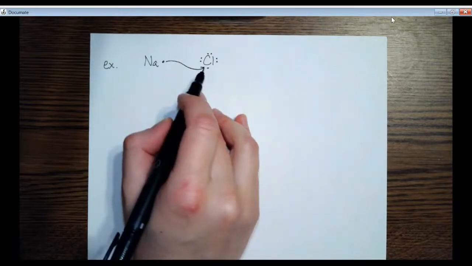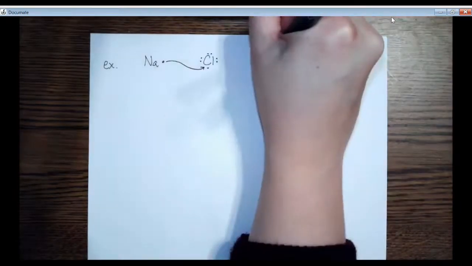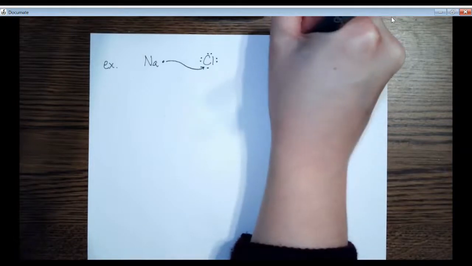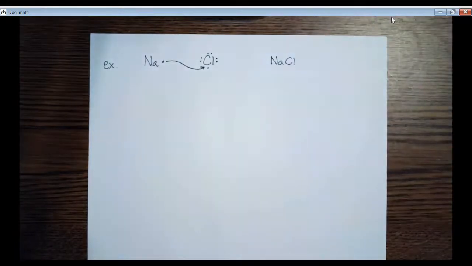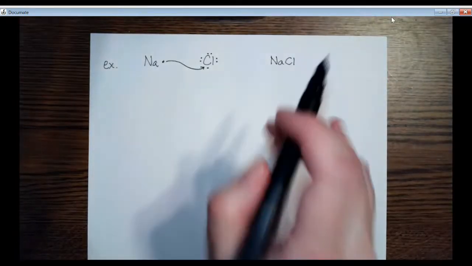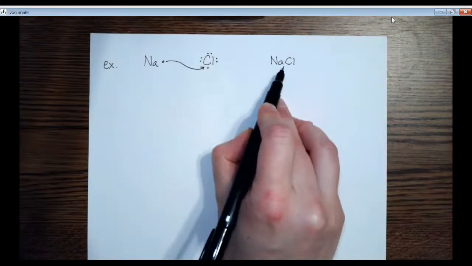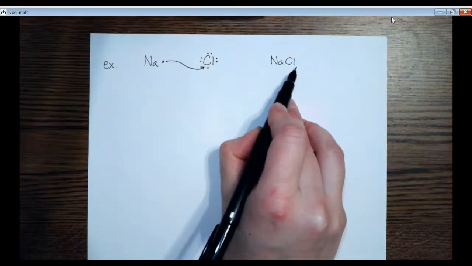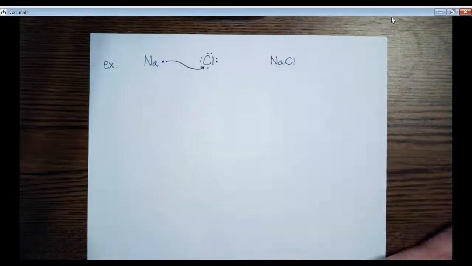Now I also need to write my formula unit. So I begin by writing my metal first, and then my nonmetal second. Now, if I had more than one of these elements, I would also add subscripts, little numbers down below, but in this case, I don't. If I just have one of something, I don't need to write the subscript. So it's just NaCl for this one.